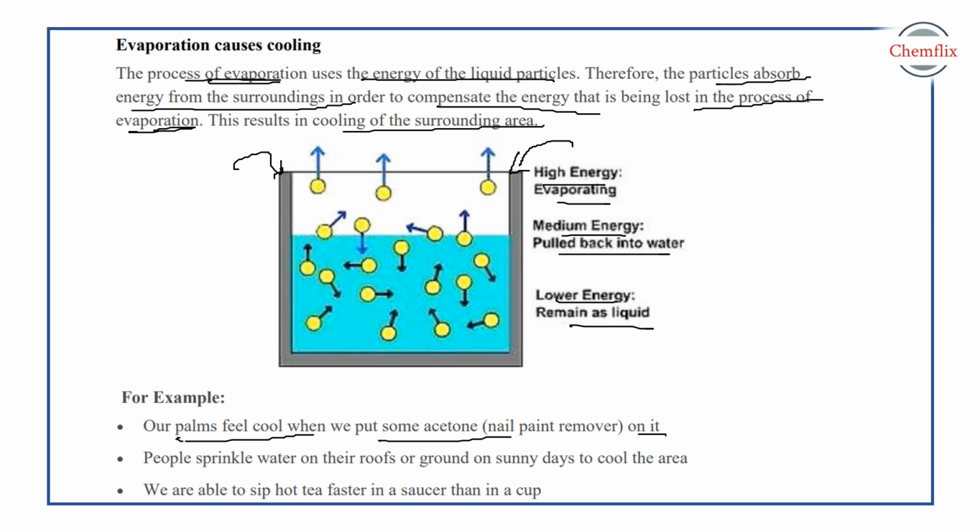Nail paint remover: while you are applying nail paint remover, what happens? You will get a cooling effect. That is because of the evaporation. Now, people sprinkle water on their roofs or grounds on sunny days to cool the area. We are also able to sip hot tea faster in a saucer than in a cup. In a cup the surface area is very small, right? So you are able to sip hot tea faster in a saucer than in a cup.